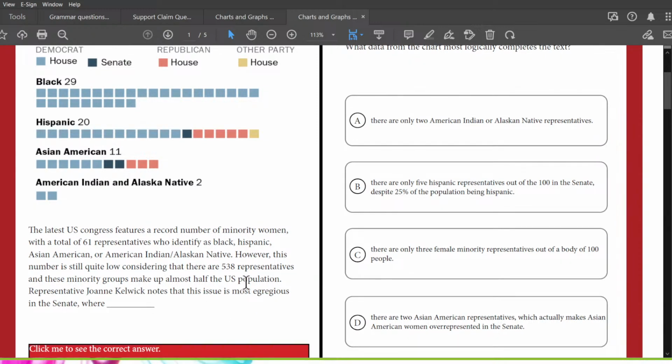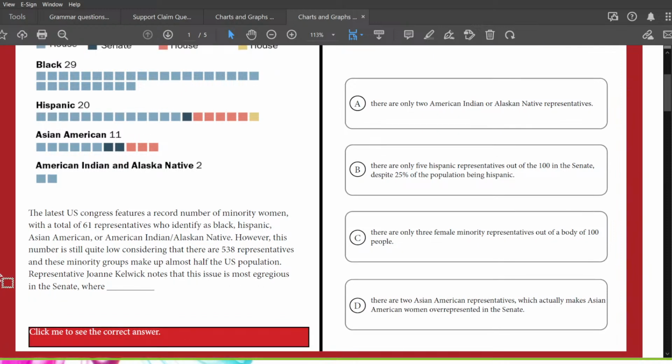See, as I look at this one, I'm starting here, but then it says this issue, so I got to go back, and it says this number, and I got to go back. So this one I end up kind of reading the whole thing. Okay, but it is this right here. That's important.